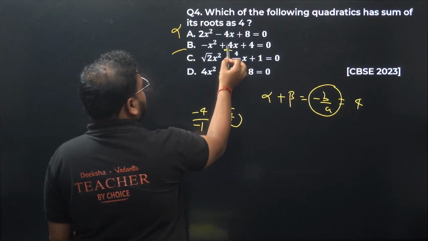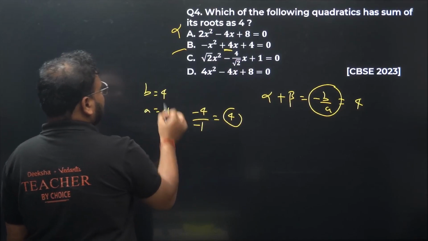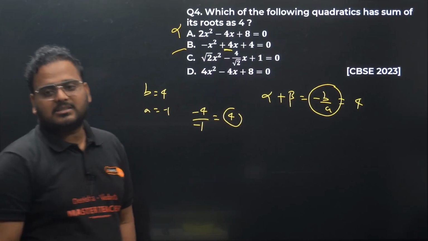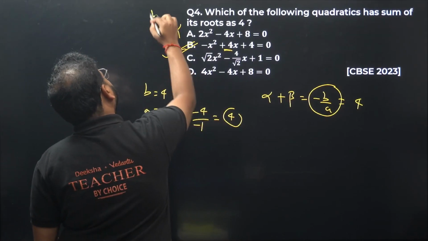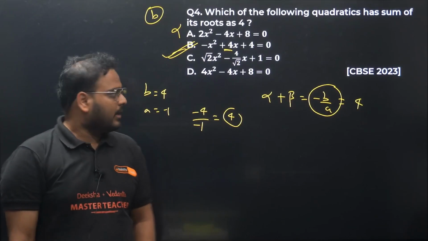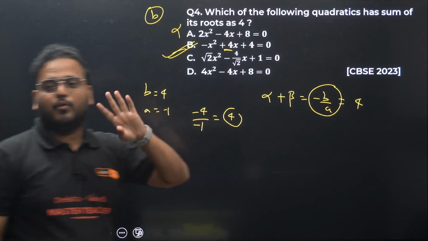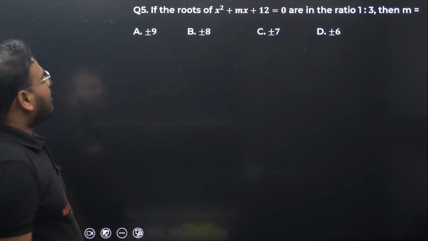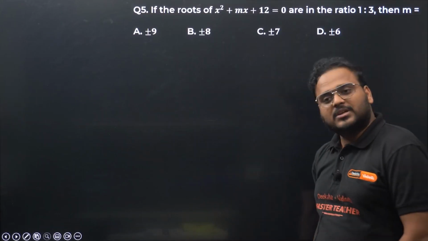Correct, right? b is 4 and a is minus 1. If you divide that in the formula minus b by a, the answer will come as 4. Hence, option number B is correct. Clear? Have a look. Option number B is correct for the 4th question. Moving on, we still have a few more MCQs to deal with. Let's solve them and then move on to the short answer type.